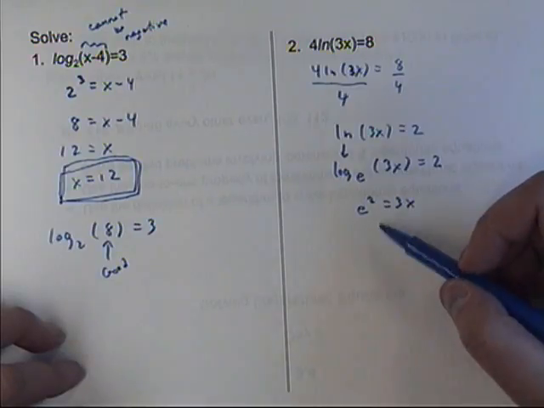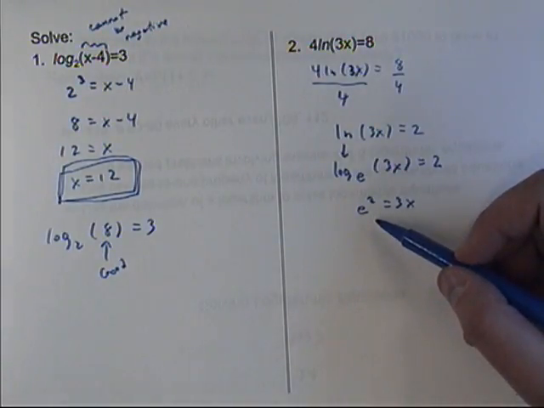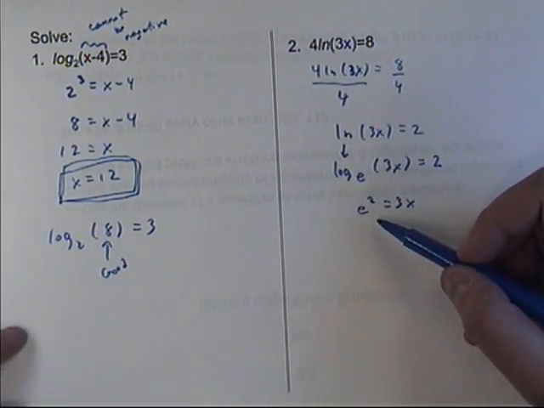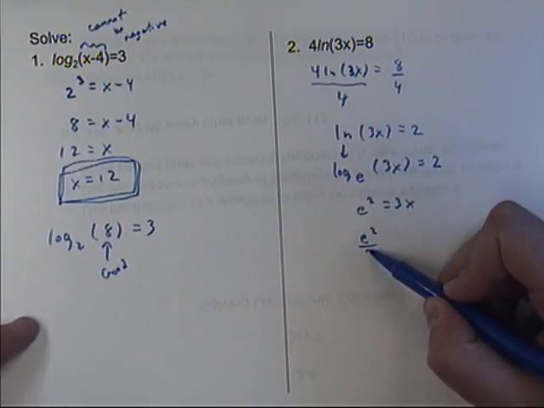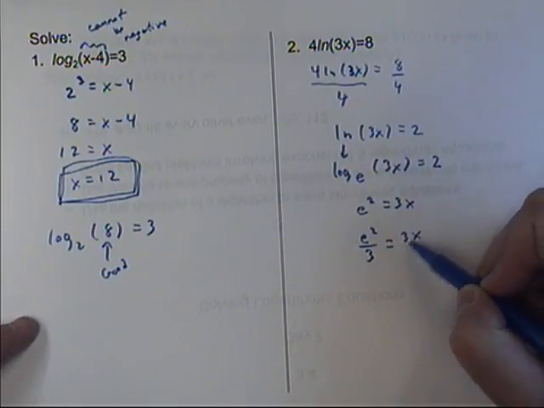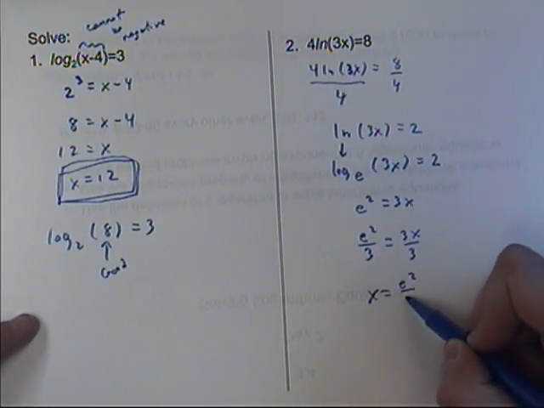Now I can take my calculator and I can type in e to the second power. But on this one, they actually just want you to leave it as a regular value, e to the second. So in this case, we're actually just going to divide both sides by 3. And so we get x equals e to the second divided by 3.